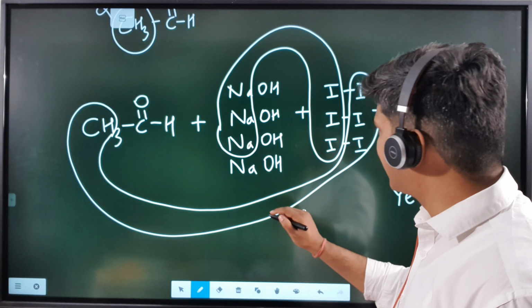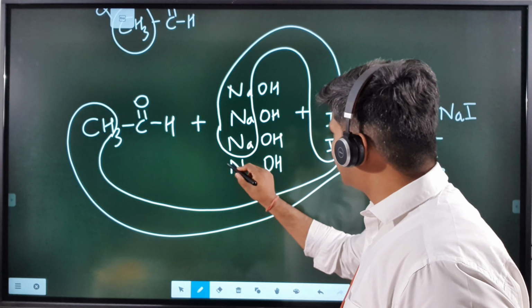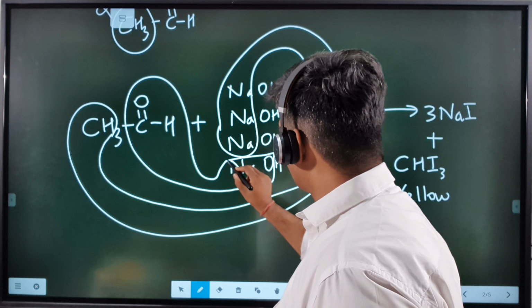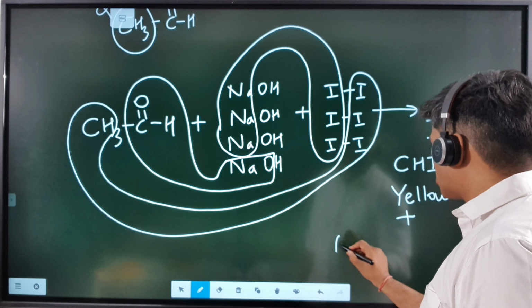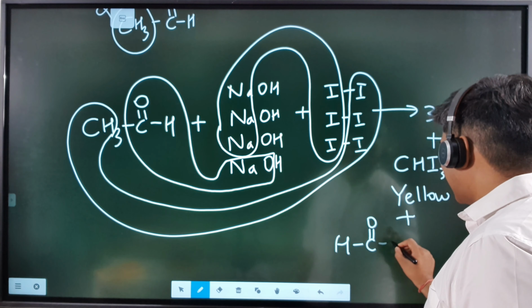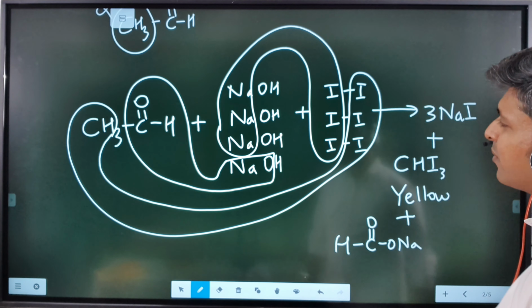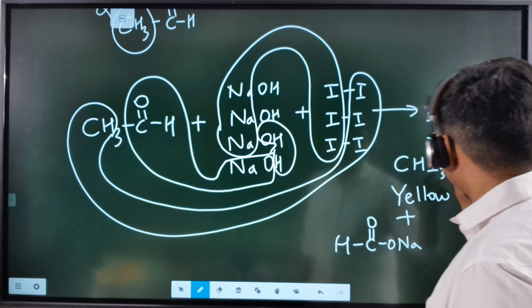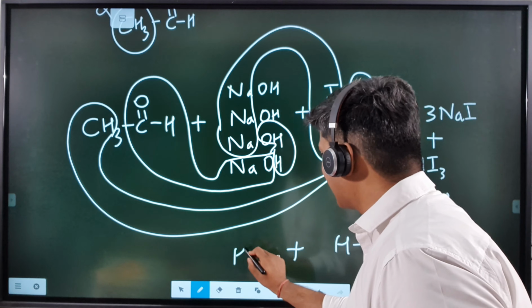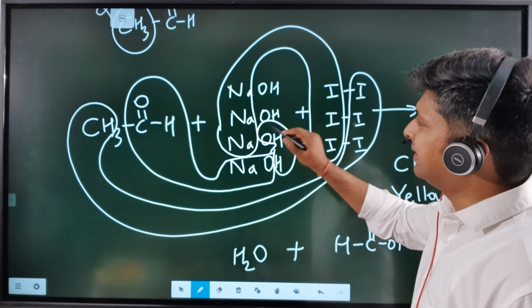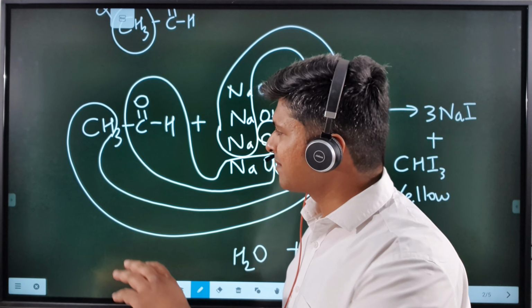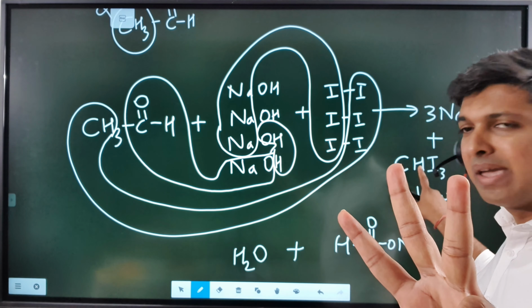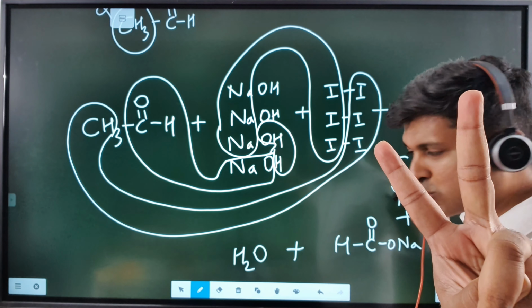What's happening with the remaining things? This ONa from here and this HC double bond O will also combine to form HC double bond O ONa. That is nothing but sodium formate. Now we are left with H and OH here. So H and OH will give you 1 H2O, and these remaining 2 hydrogens, remember we had 3 hydrogens over here. Out of 3 we have utilized only 1 over here. So out of 3, if 1 is utilized, 2 are remaining.